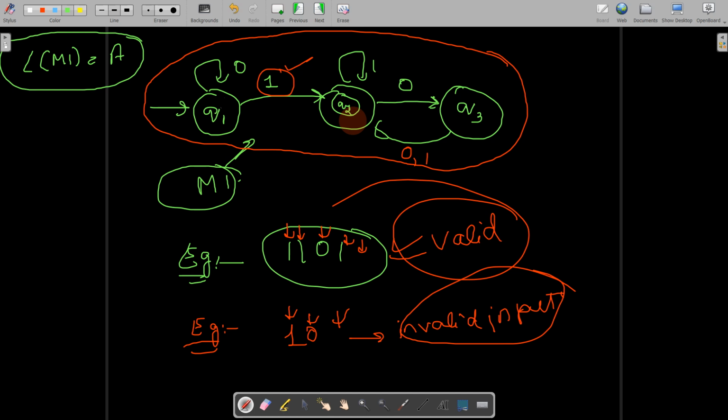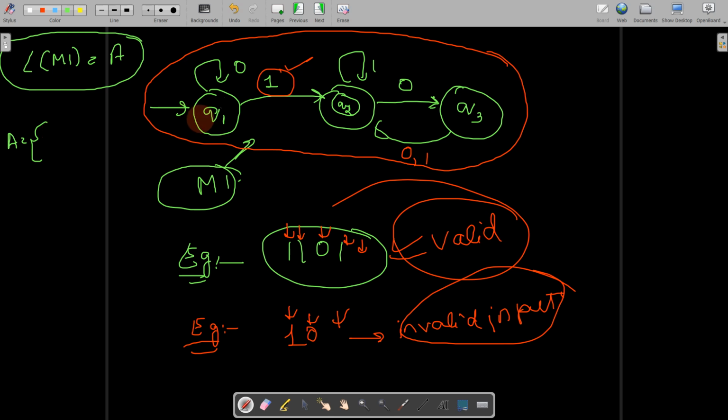So whatever strings this machine M1 accepts, those set of strings create a set A, called the language accepted by this machine. So the set A, inside which all the strings are mentioned which are accepted by this machine M1, or which at the end of the input reach the final state q2, that is represented as the language recognized by the machine M1, or language accepted by M1, the whole set of strings, that is the language.